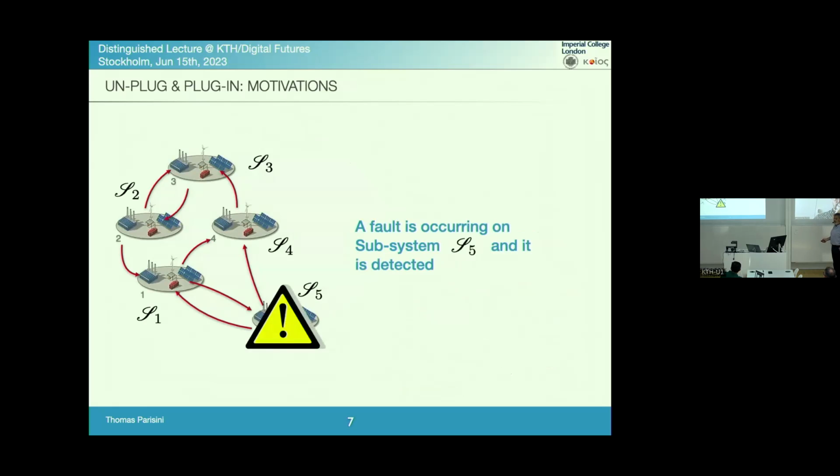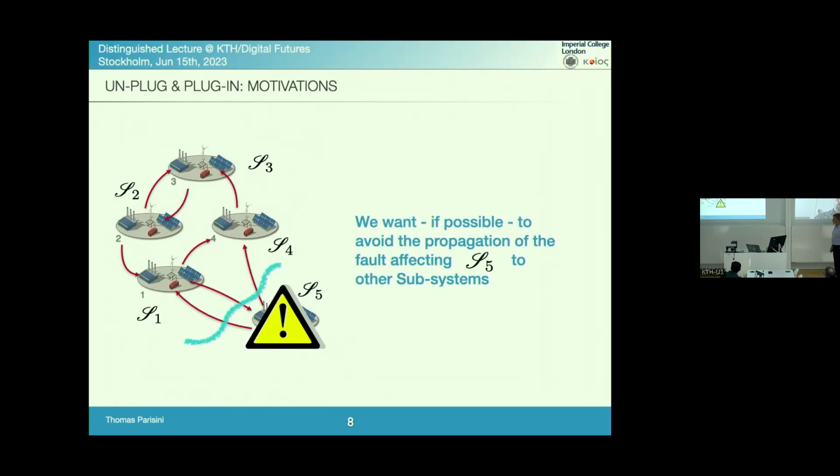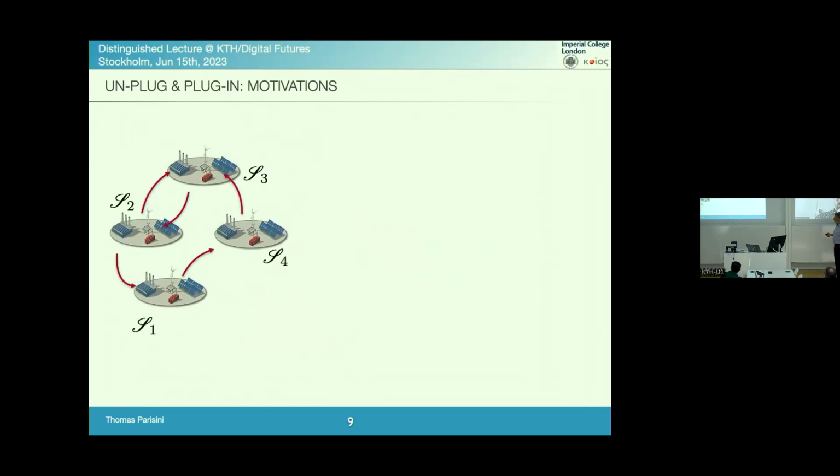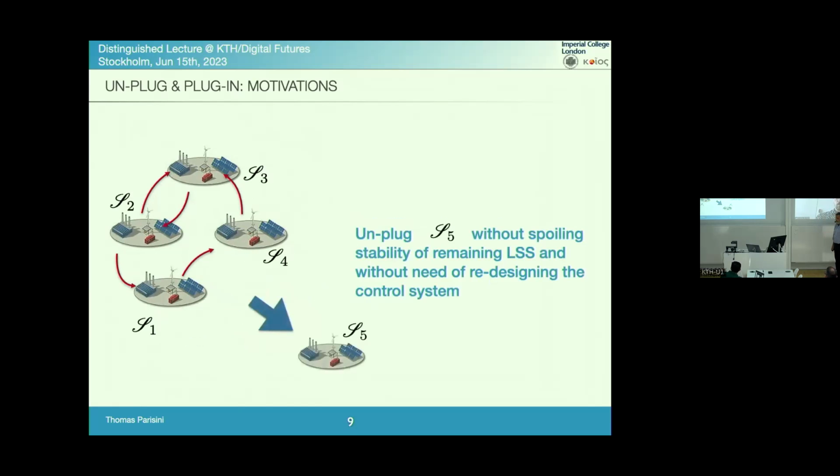And suppose that eventually a fault is occurring in one of these subsystems, okay? And it's detected. Okay, so you detect that there is a problem and you locate it somewhere. In this case, for example, in this subsystem here. Then what do you want to do? Well, you want to avoid the propagation of the problem. That is the main objective, okay? And therefore, that typically happens by unplugging the system, okay, without spoiling, for example, the stability of what remains.